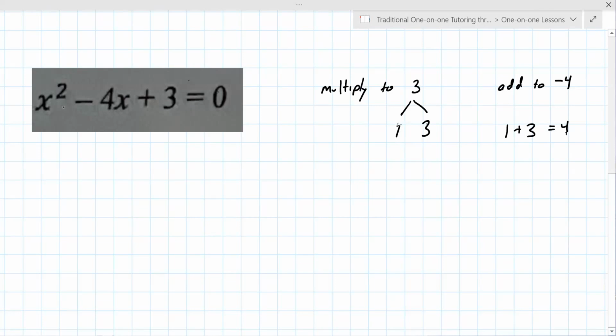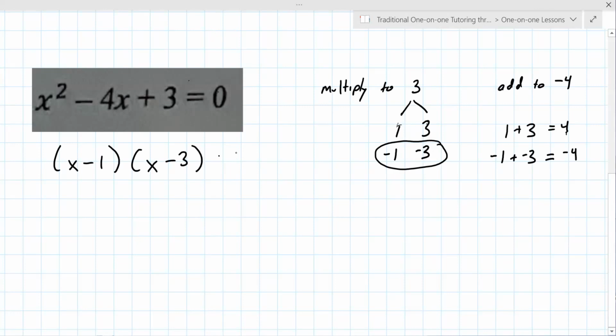So now, are there any other numbers that multiply to 3? And the answer is yes. Maybe if you haven't seen this in a while, it's -1 and -3. What do -1 and -3 add up to? -4. So these are the right numbers. So it becomes x minus 1, x minus 3 equals 0.